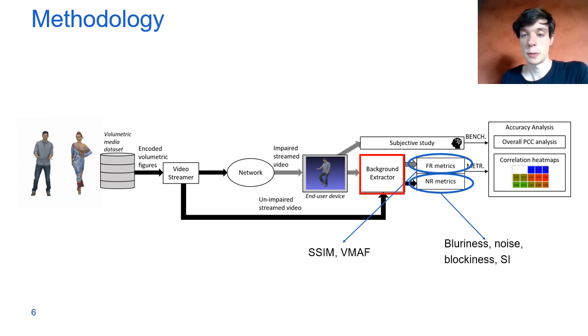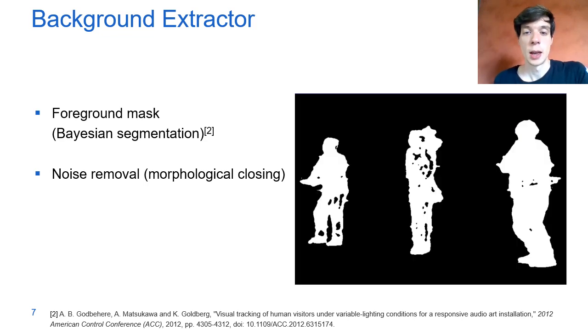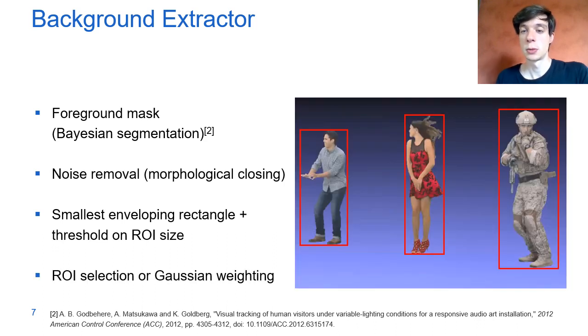Now, for the background extractor itself, the background extractor is based on a foreground background mask calculated by means of Bayesian segmentation. And we added a noise removal layer on top of that by means of morphological closing. And for this particular frame, this leads to the following mask. And for each of the objects, we then simply take the smallest enveloping rectangle with an additional threshold on the region of interest size, also for noise removal reasons, which then, if we translate it back to the original frame, leads to the following regions of interest, which we can then use for particular region of interest selection or Gaussian weighting.